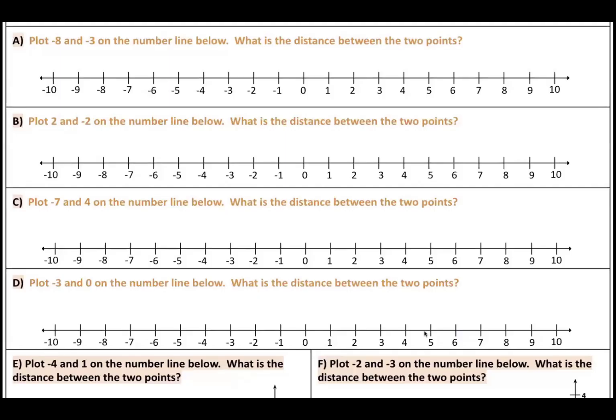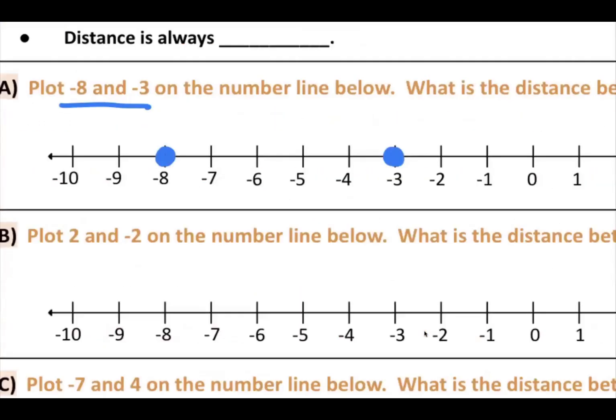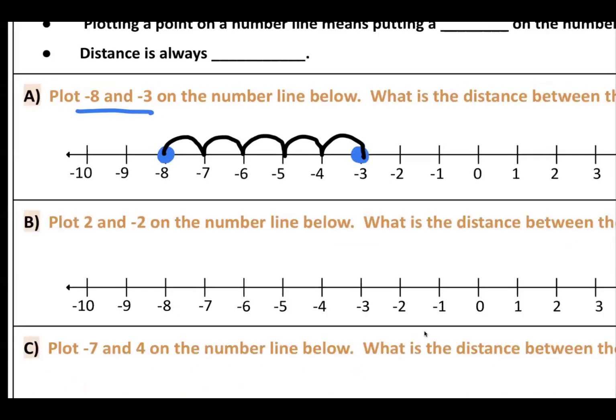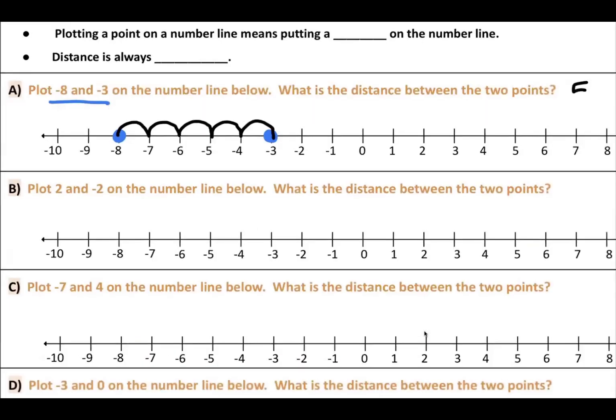Let's take a look at page 3, example A. Plot -8 and -3 on the number line below. What is the distance between the 2 points? Well, when I'm plotting numbers on a number line, I'm just putting a dot right on the line. Okay, so not above it, not below it. So we have -8 and -3. So I'll put a dot here and here. And then when I'm counting the distance between these points, I'm going to make super neat loops, one loop between each number. So we have 1, 2, 3, 4, 5. So the distance between these points is 5 units.